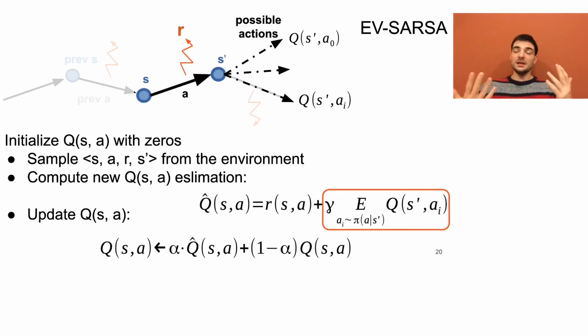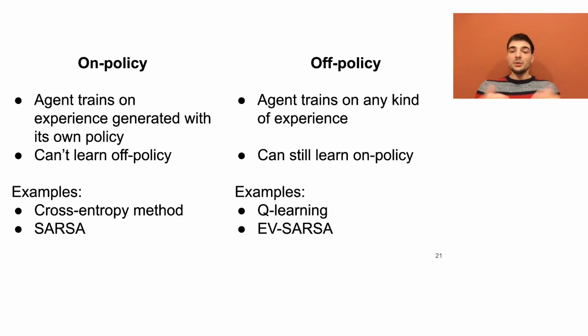So Expected Value SARSA also has really good properties, but they are different. Q-learning, SARSA and Expected Value SARSA are different, so we cannot say that Expected Value SARSA is always the best. We cannot say that Q-learning is always the best. They are well suited for different situations. And here we come to a really big difference in reinforcement learning approaches. We have on-policy and off-policy methods.